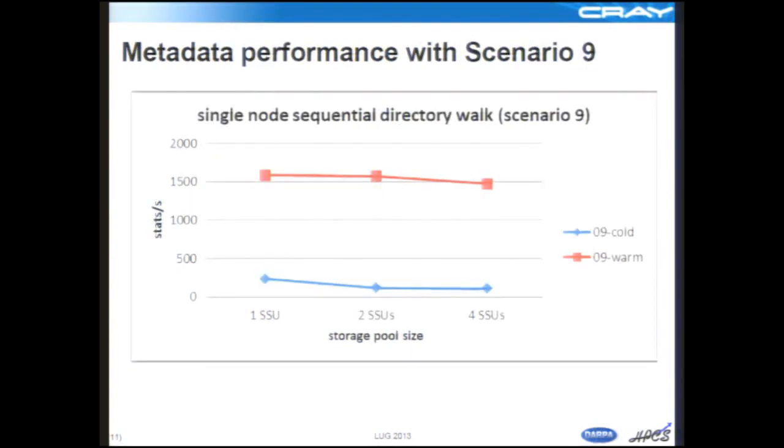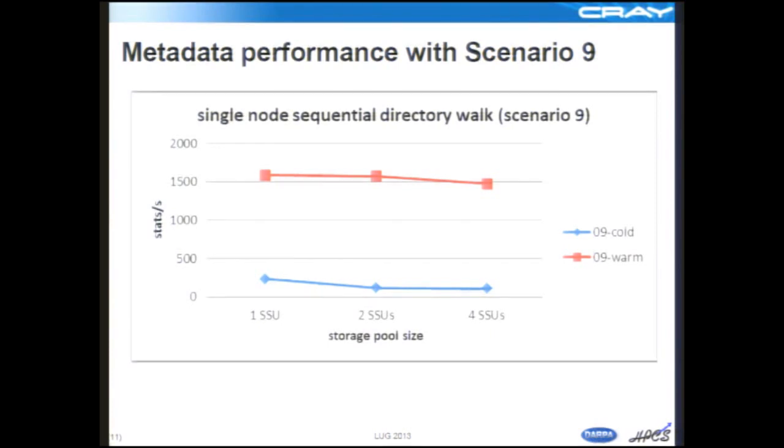Metadata performance, only one MDS. We don't expect to see any scaling. We expect to see very similar results when you're going from 1 SSU to 2 SSUs to 4. And that's what we see here, although we do see a little bit of trailing down at the end of it. I don't have an explanation for that.